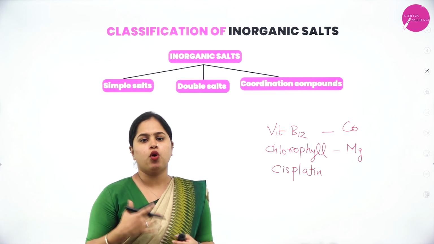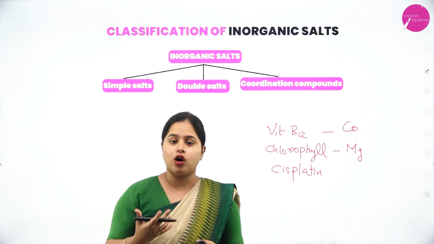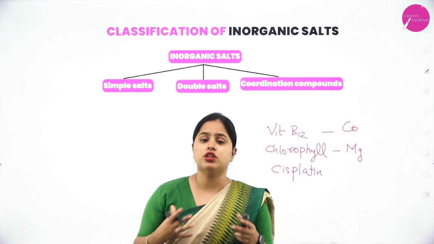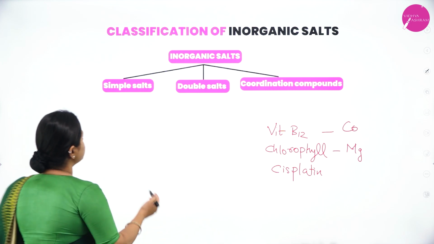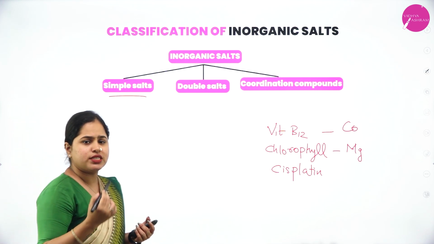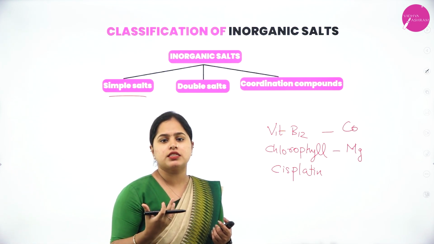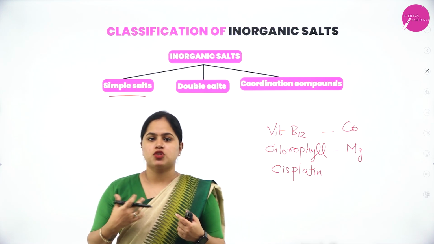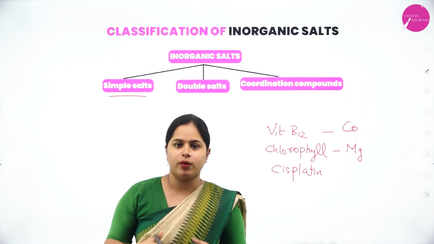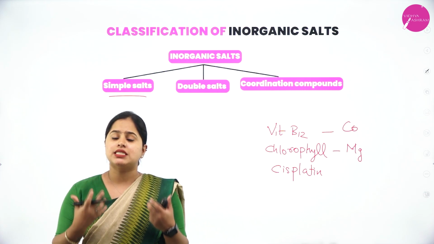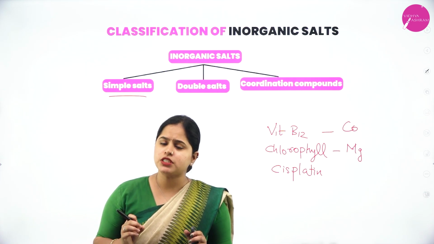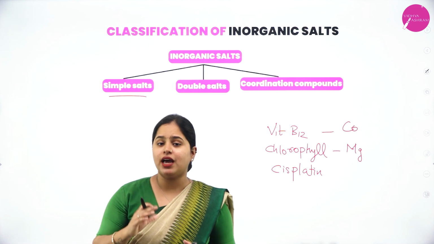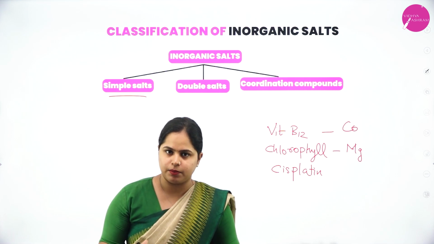As I told you, coordination compounds are also called complex salts. To understand that, we will study the different types of salts. The first one is simple salts, the qualitative analysis of which you have already done in your lab practicals. For example, ammonium bromide and ammonium chloride are all simple salts. Simple salts mean it will have one cation and one anion. That is, one acid radical and one basic radical will be present.